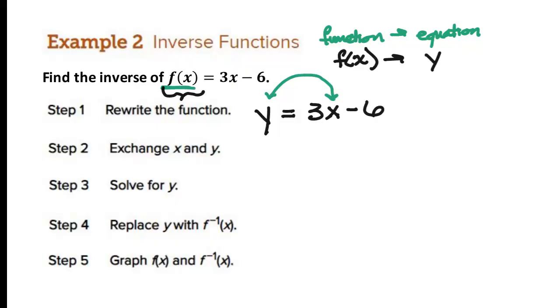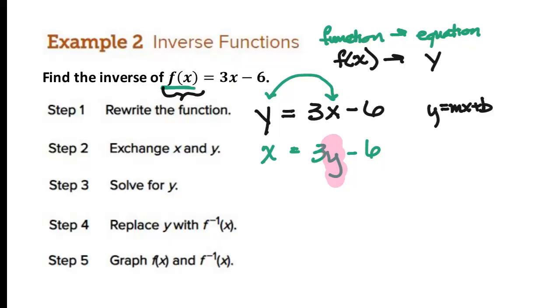Swap out or switch out the x and the y. So this is going to end up being x is equal to 3y minus 6. And just like before, we are trying to solve for y. Whenever we have this in a linear equation, we are used to the form y equals mx plus b. That's what we're trying to get this to, okay? We're going to try to solve for y.